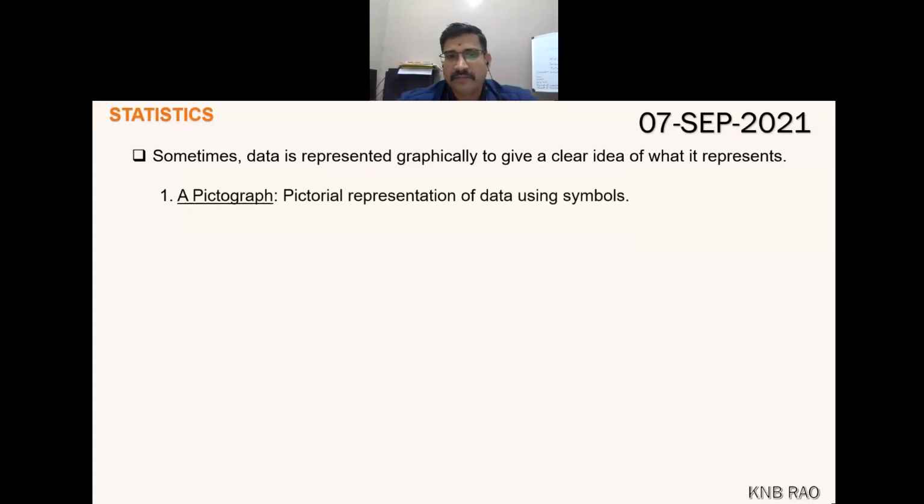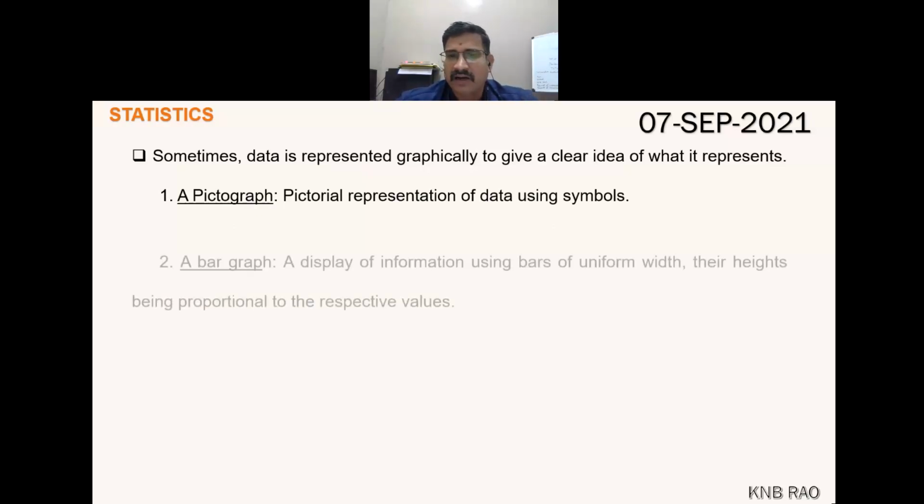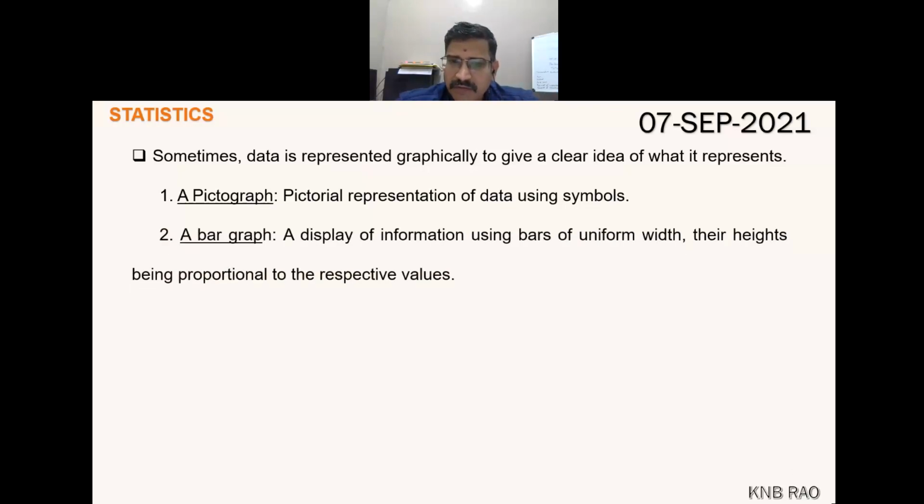A pictograph is a pictorial representation of data using symbols. You know very well about it. Then another, a bar graph, is a display of information using bars. But bars must be of uniform width and there will be a gap between two consecutive bars. And the gap also must be uniform. That's what we learned in class 7th.